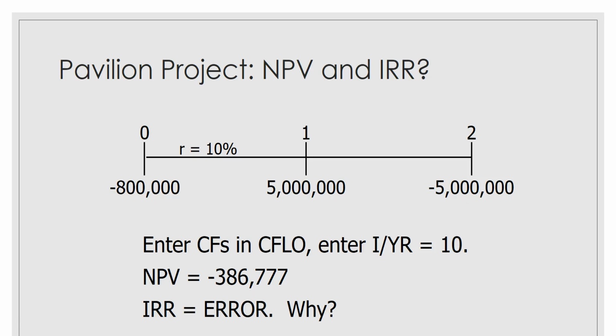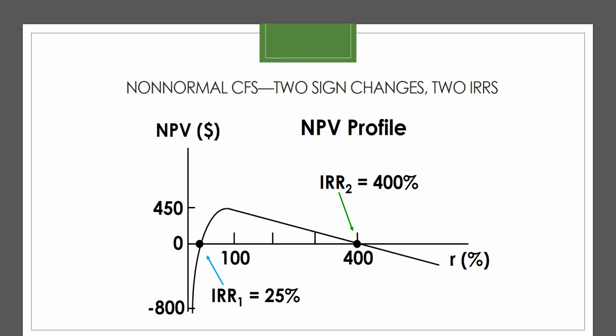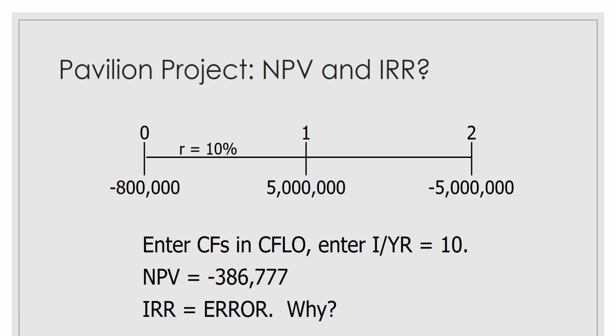So let's look at this example here. We have a project that costs $800,000. It returns $5 million, and then it costs $5 million. So if you enter these cash flows into your cash flow register and your discount rate is 10%, net present value is going to give you a negative number, so negative $386,000. Internal rate of return is going to give you an error. It's going to give you an error because, or if it doesn't give you an error, it depends on what kind of calculator you have.